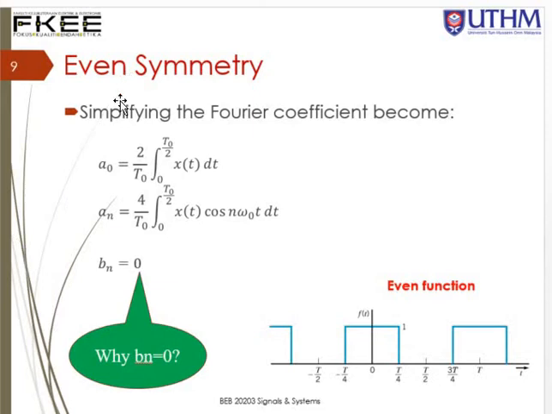If you look at the Fourier coefficients, usually for the Fourier series, you need to find a0, an and bn. If you know the property of the even and odd symmetry, you can actually skip some work. What does that mean? For even symmetry, you still need to find a0 and an. But bn we don't need to find because bn is equal to 0. But why is bn equal to 0?